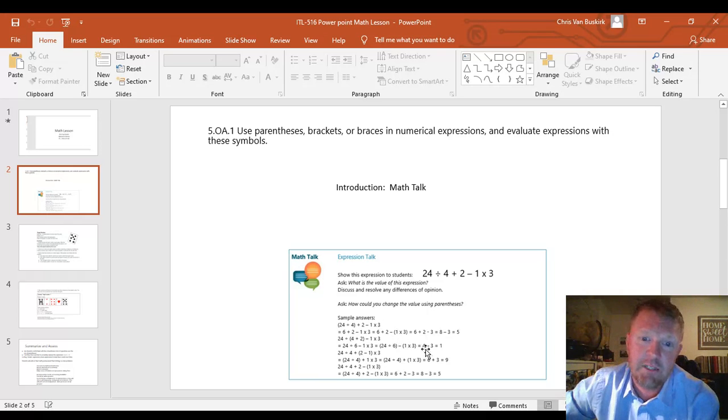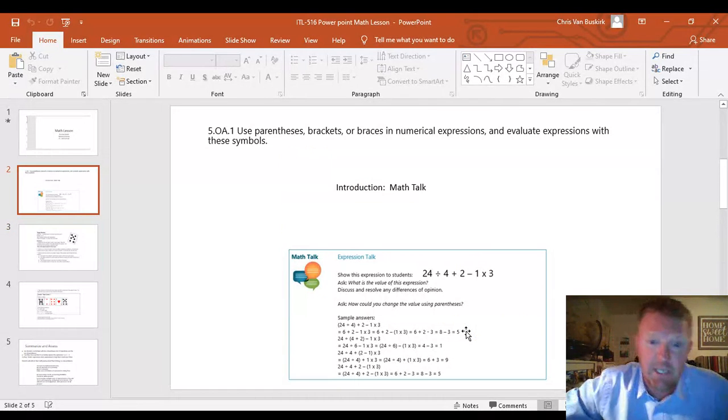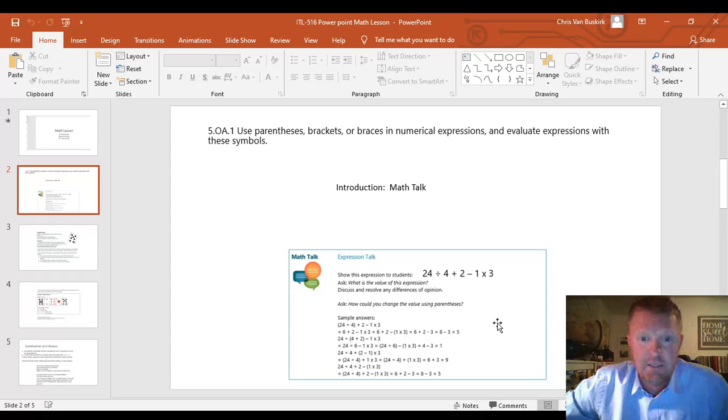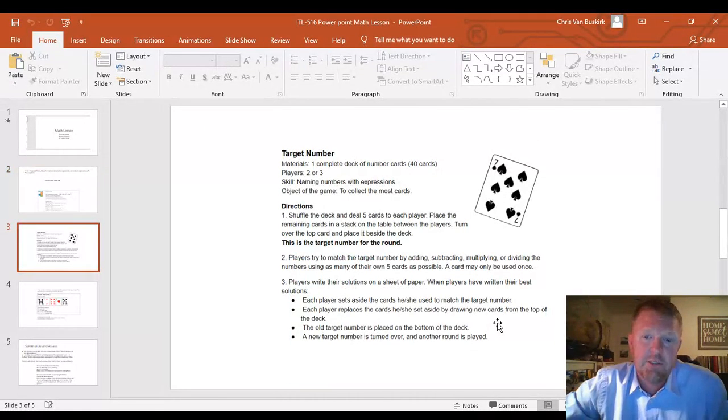Another way you can get the answer is you can get the answer number 1 if you put the parentheses around the 1 and the 3, and then you can get another answer in number 9 by changing the parentheses again. So depending on where you put the parentheses, you're going to get different answers, changes the outcome. So that's the major concept that we're trying to teach during this lesson.